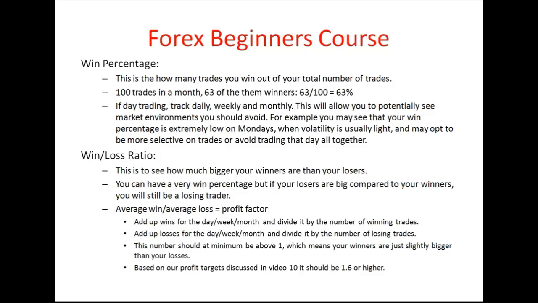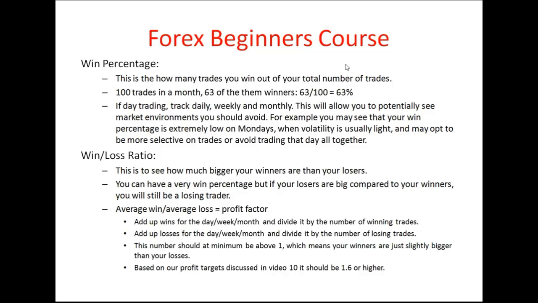So you could win 90% of your trades, but if you only make 1 pip on your winners and lose 10 pips on your one loser, you actually lost money. You've made 9 pips on the winners and you've lost 10 on the one loser. So you're actually down money.